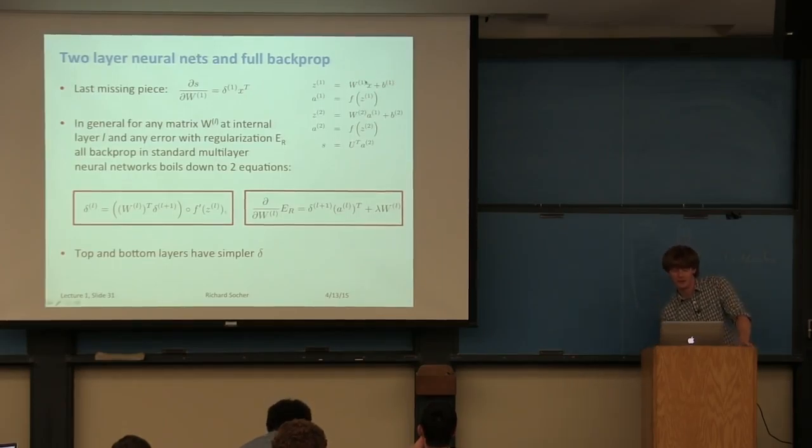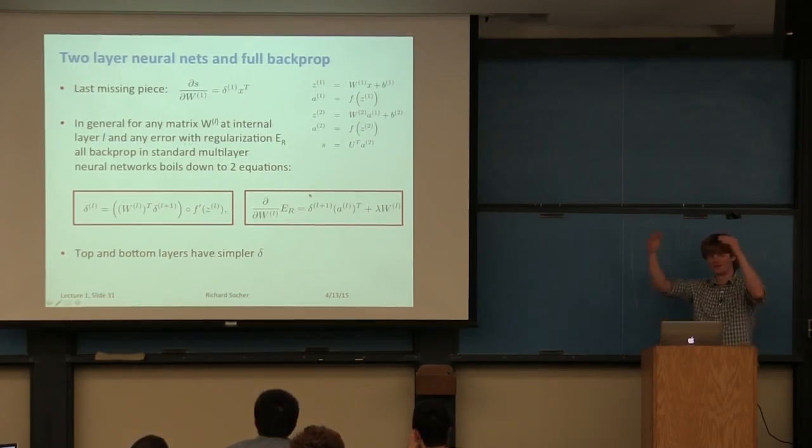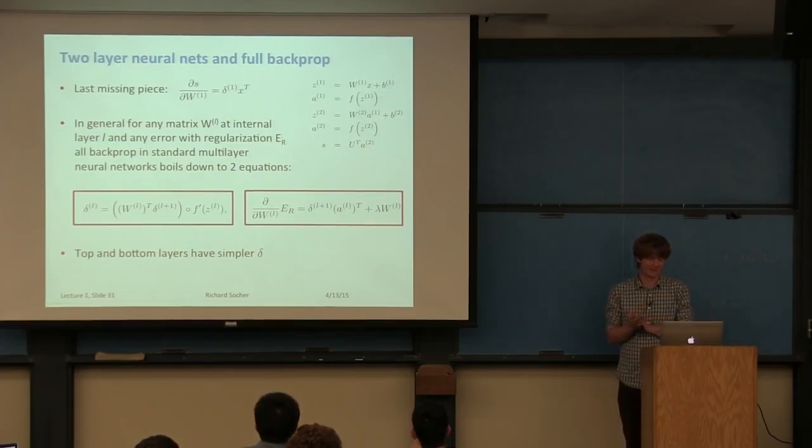So in general, for any matrix WL at any internal layer L, and any error such as regularized cross entropy error or our max margin error or so on, all backprop messages in a standard multi-layer neural network boil down to these two equations. So if after going through all your math you don't end up with exactly those two equations, something went wrong.